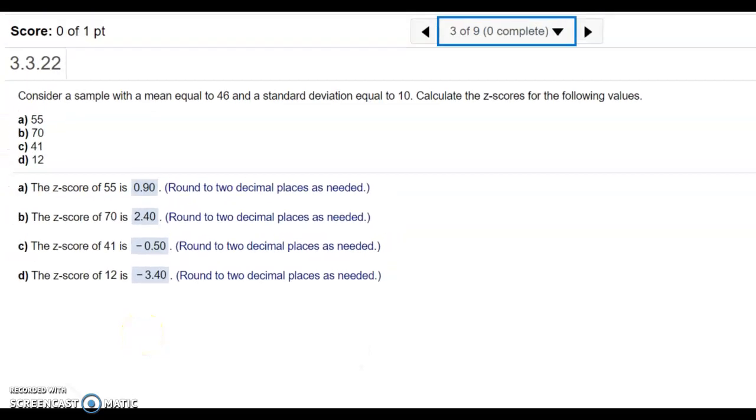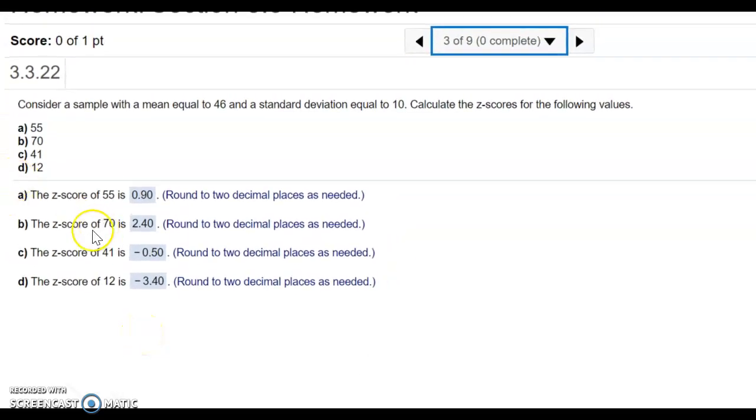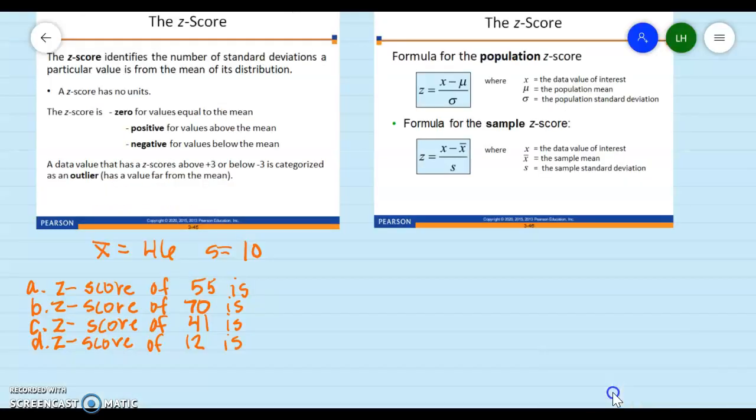Okay, in this video, we're going to look at how to calculate a z-score. So we're going to calculate the z-score and round to 2 decimal places. So I have put our information down here for our problem. And a z-score just tells us how many standard deviations a value is from the mean.